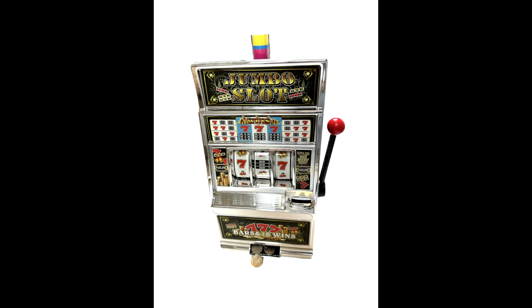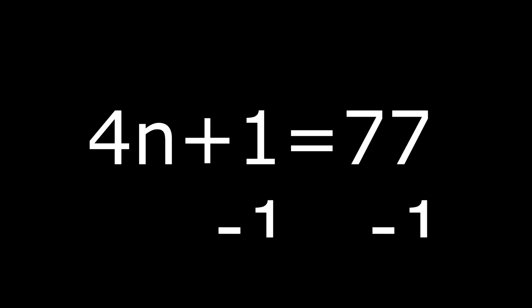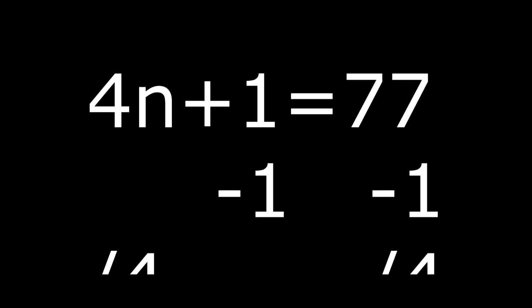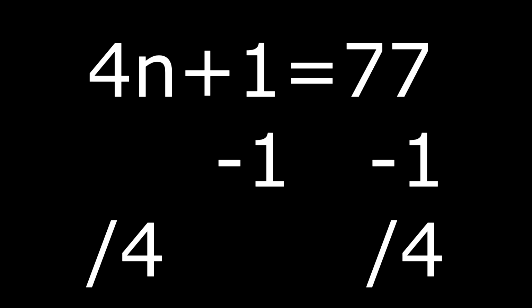We can also work this information backwards. Now, say we have a number, 77. We can work it like such. 4n plus 1 equals 77. To find out the term of the sequence, we subtract 1 and divide by 4 on both sides to isolate the value of n, which is 19, making 77 the 19th term of the sequence.